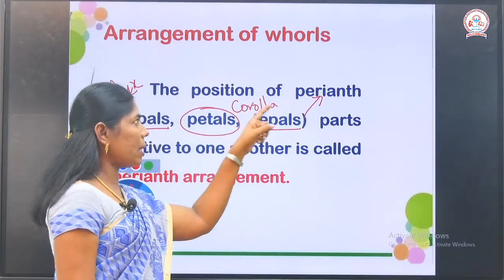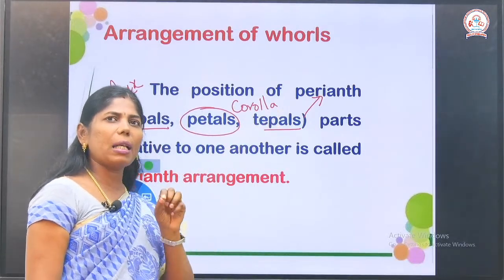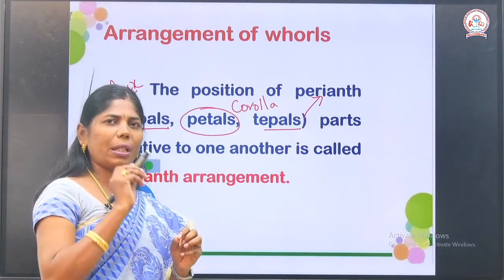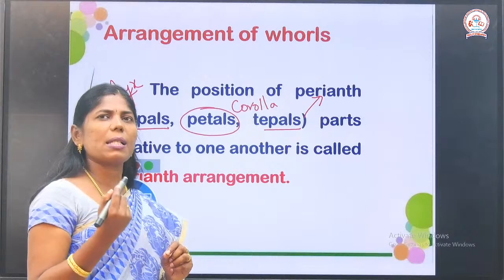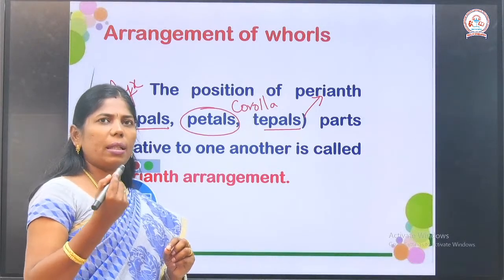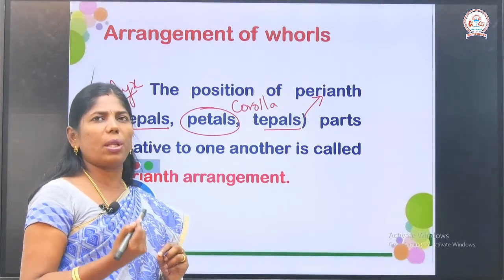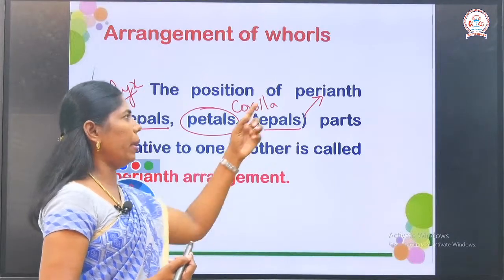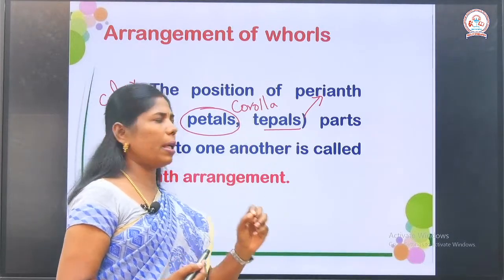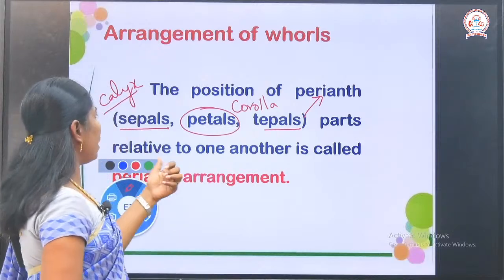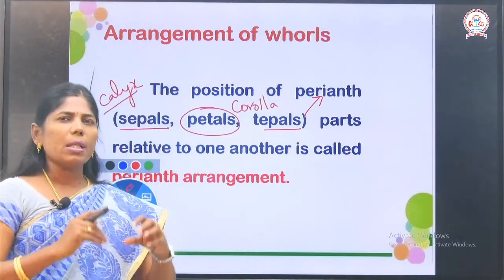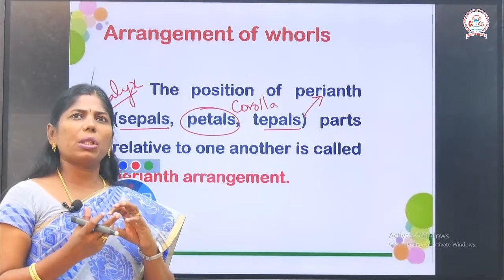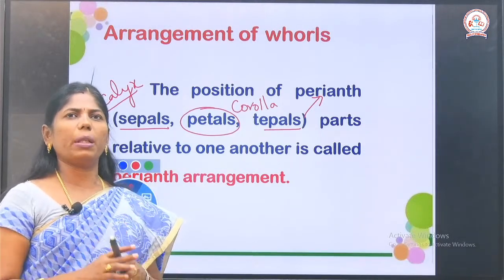It is considered a perianth when the calyx and corolla are not differentiated and a single whorl is present. Example: in Musa paradisiaca, a single accessory whorl is present. That is called a perianth. Each segment of the perianth is a tepal. The way the parts are related to one another is called the perianth arrangement. So based on how they are arranged, we call it the perianth arrangement.